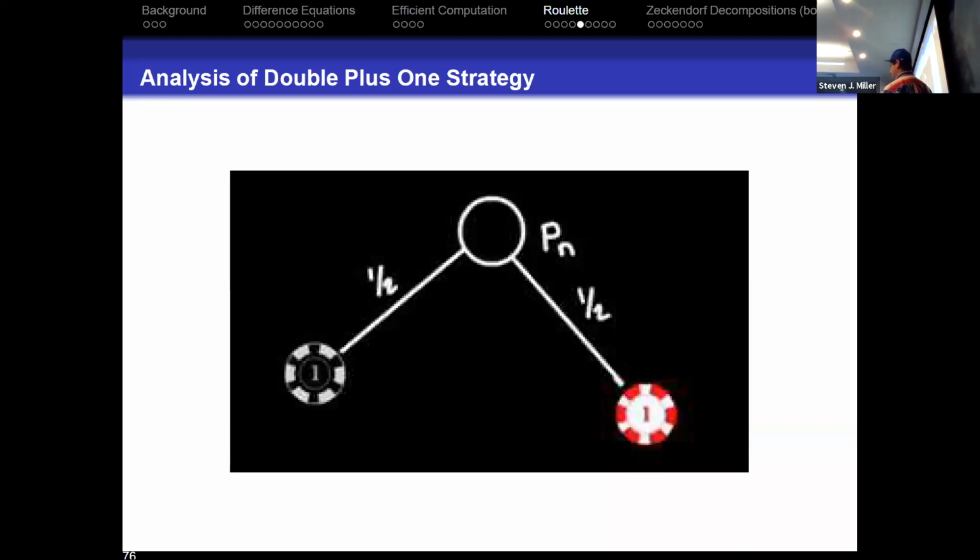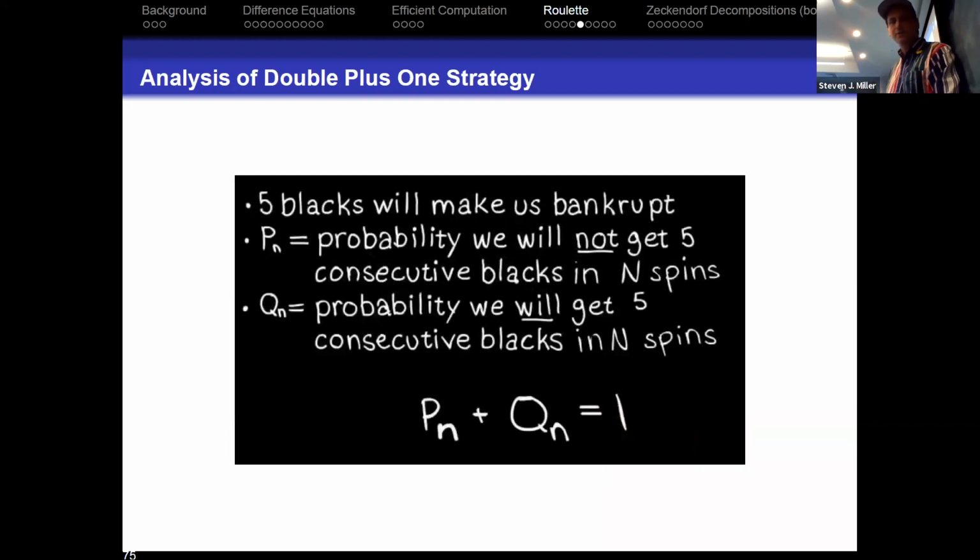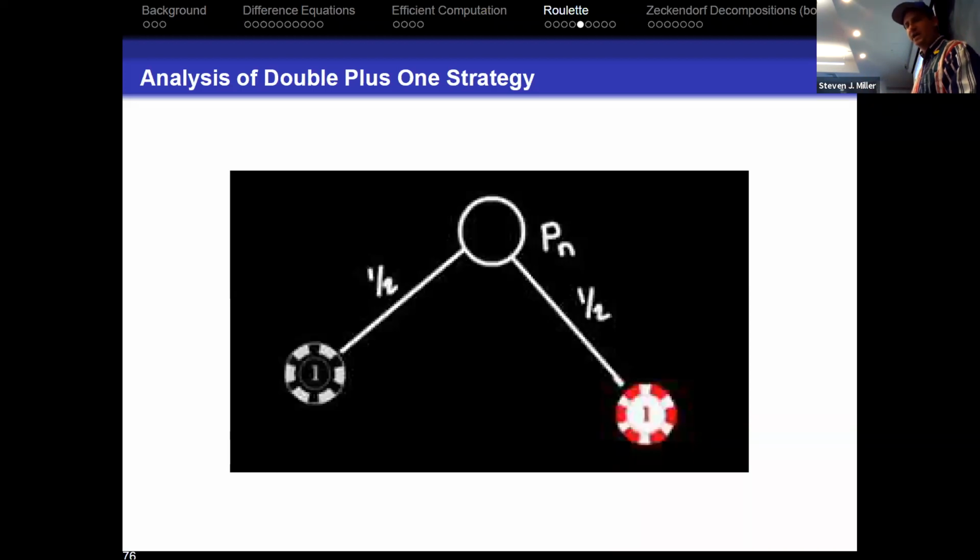If I get a red after my first spin, how many spins are left? How many spins are we doing? Sorry? So we have 4 left. No, we're trying to either get or not get 5 consecutive blacks. So Pn is the probability we do not get 5 consecutive blacks.